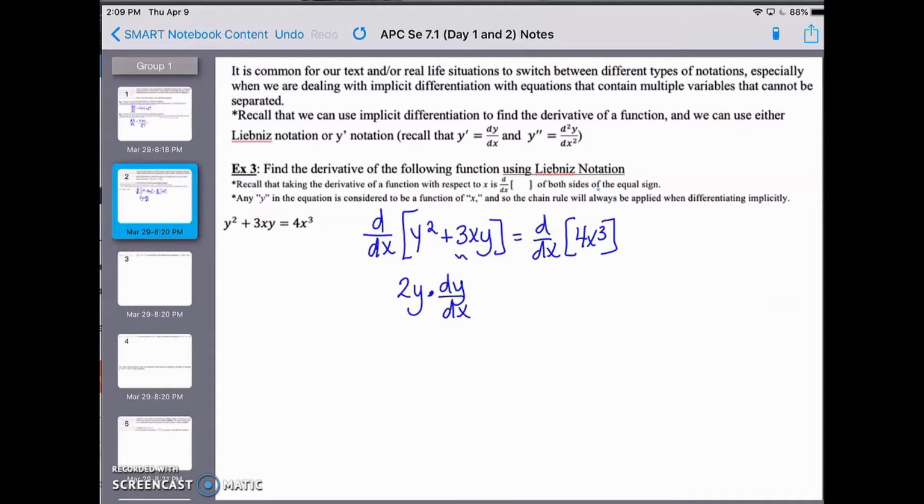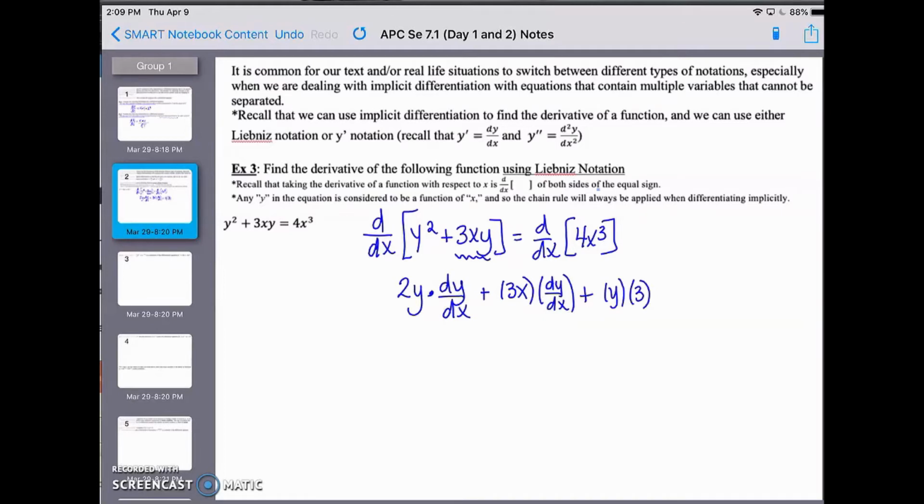The next term right here, the 3xy, that is going to require a product rule because we have 3x being multiplied times y. So product rule, we're going to do first d second plus second d first. So my first d second is going to be 3x, that's my first. D second, well, the derivative of y is going to be dy/dx, plus second, that's my y. D first, and the derivative of 3x is just 3.